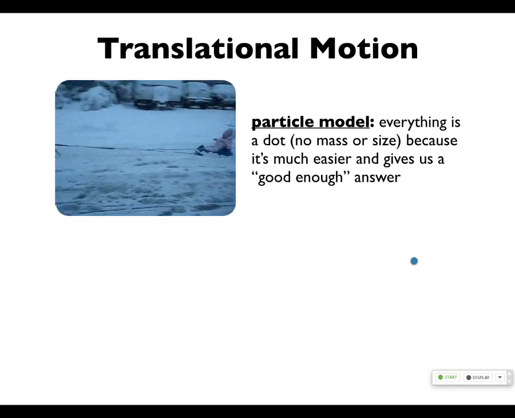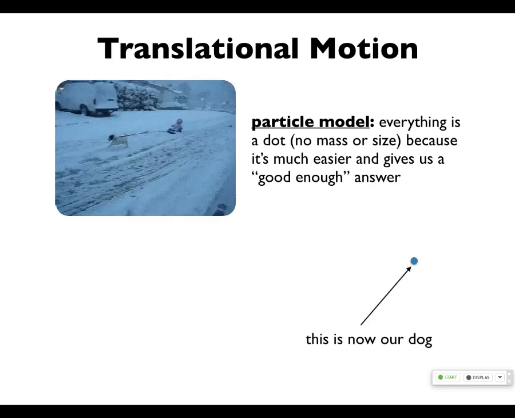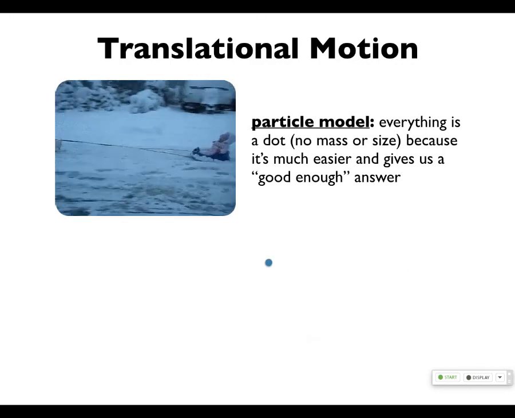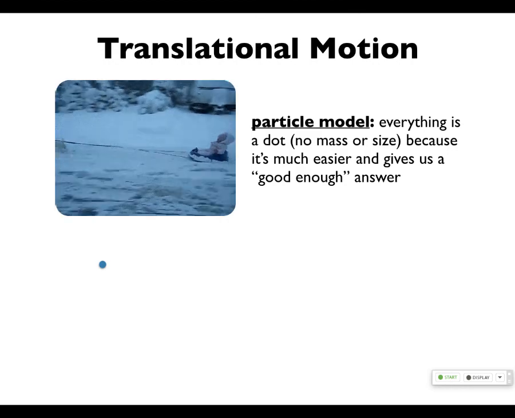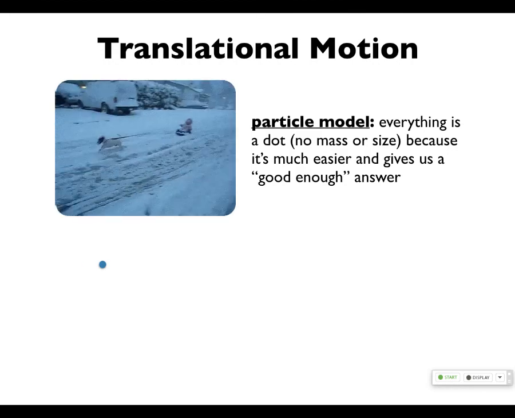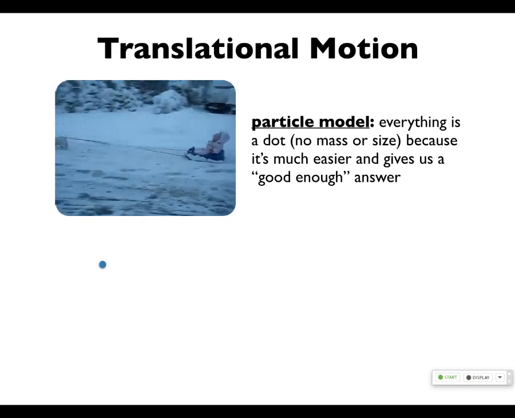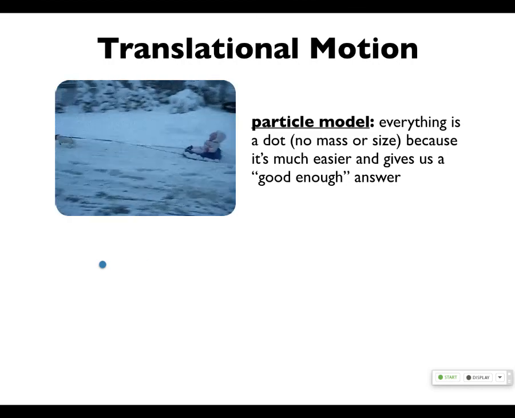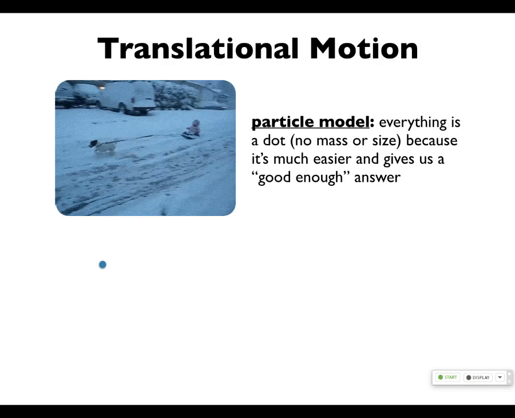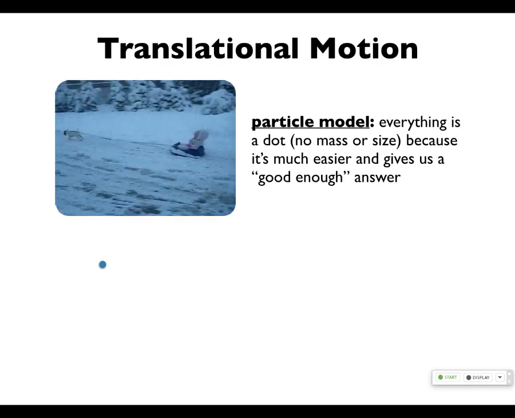Ironically, this dog's name is Spot. Now the dot moves. Cool. Now we have to think about things like where does the dog start at 0? Does the dog end at 0? What do we put our coordinate system? We have to define these other things. So we're going to start by first turning all things with shape and size into dots.